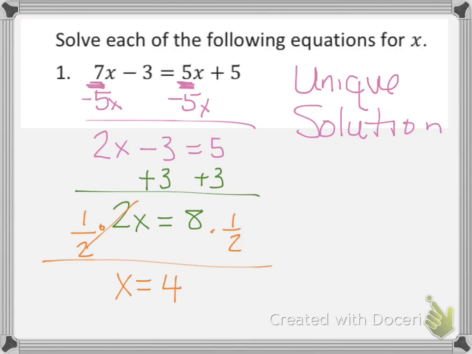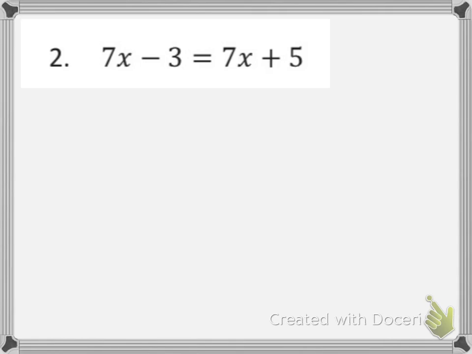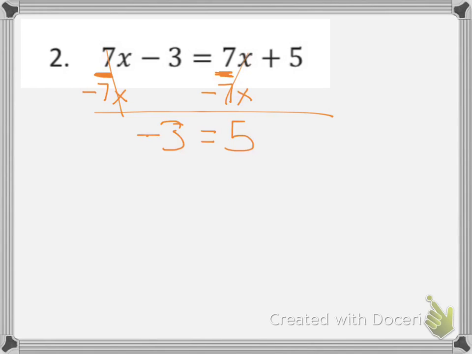Okay, so that's one possibility. Let's look at another. If I look at the coefficients this time, I see a 7 in front of the x, and I see another 7 in front of the x. If this happens, I know for sure that the x's are going to go away. In fact, if I subtract 7x from both sides, they're both going to cancel. 7x minus 7x is gone. I get negative 3 is equal to, the 7x goes away here, 5. So negative 3 equals 5.